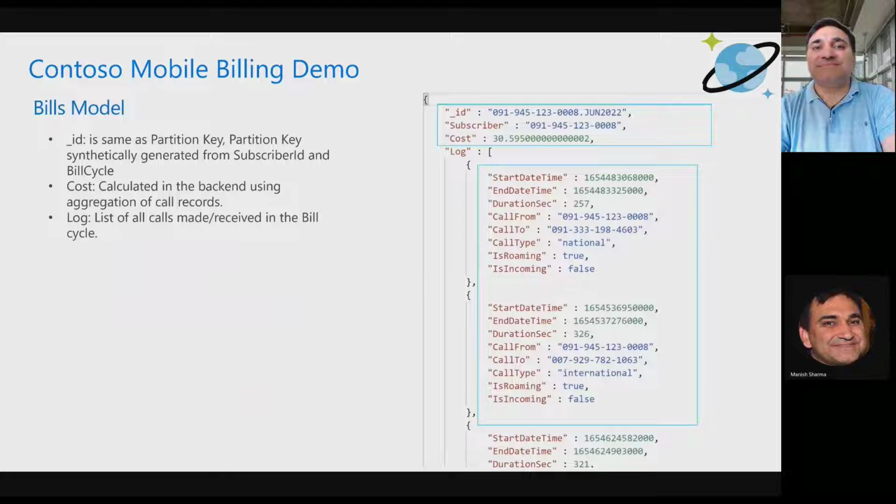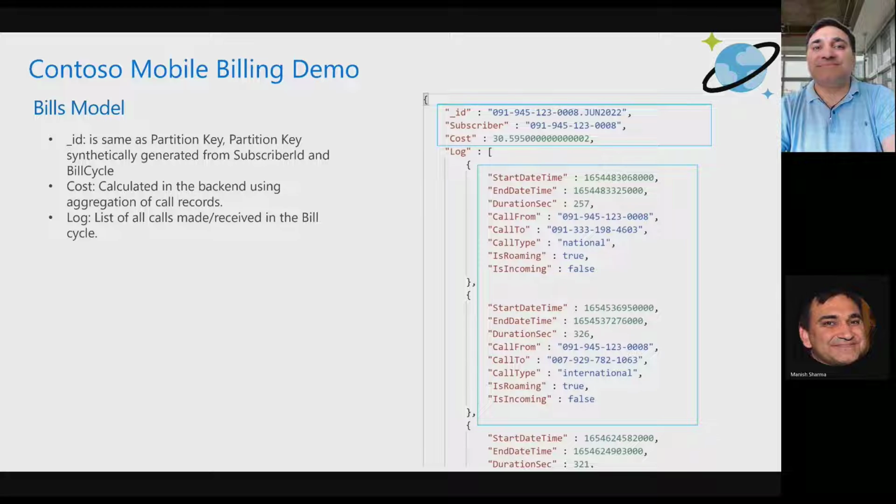This is the data model of the bill document that we are going to generate. This will be generated through our Spark job. Here we have the ID, which is the subscriber ID followed by the bill cycle. It happens to be the partition key also. We retain the subscriber ID as it is, and then we have a field called cost, which is a calculated field. This will be calculated from a Spark job. Then we retain the list of all the calls that happened in that bill cycle in the form of an array. So these are the details that we are going to generate through our Spark job.